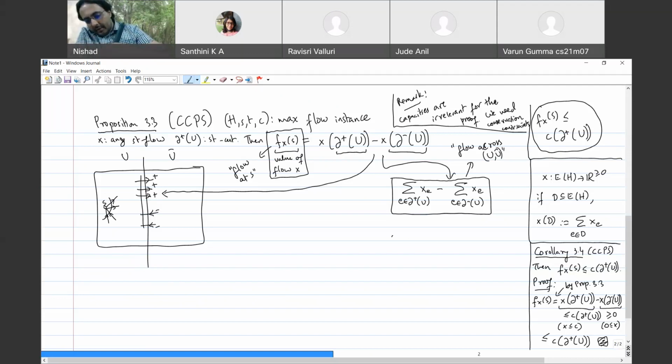So what do the conservation constraints tell us? Conservation tells us that for every vertex in the set U, except for S, the incoming flow is exactly equal to the outgoing flow. In other words, if you sum up the edges in partial plus V and their flows or X values, and you sum up the edges in partial minus V, their X values, this is exactly equal to 0. Yeah, that is the conservation constraint.